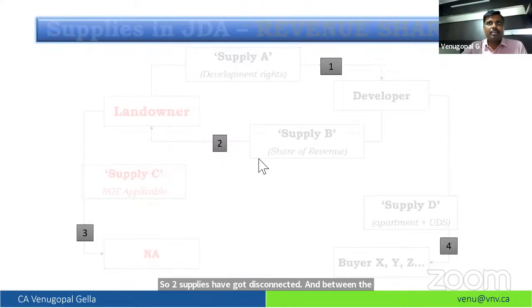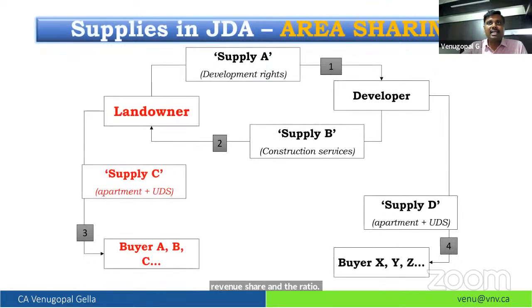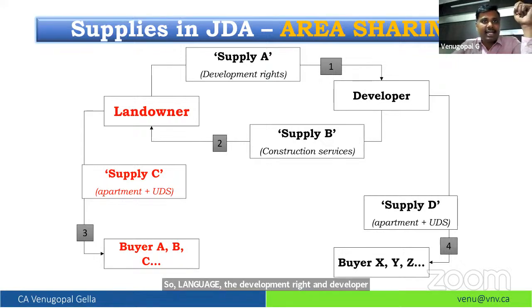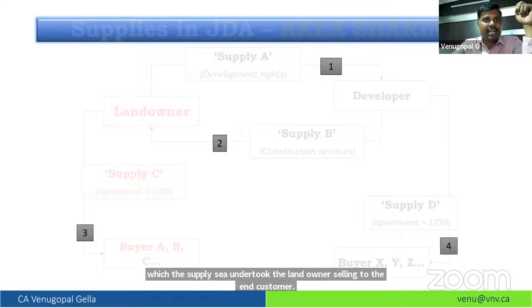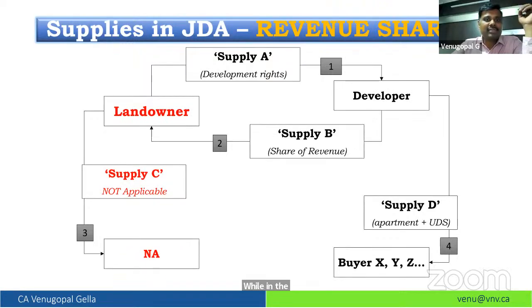So a quick comparison. In the area share, the landowner gave the development right, and the developer gave back construction services, which led to supply C, the landowner selling to the end customer. While in the revenue share, we have seen this construction service has gone away from the developer. So it is only a share of revenue, out of whatever money is received, that is shared.